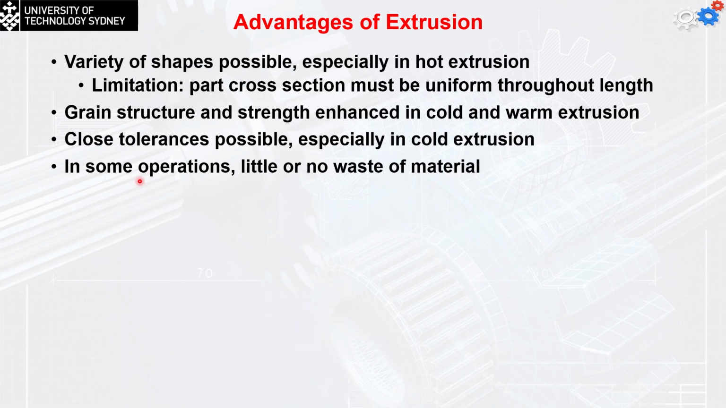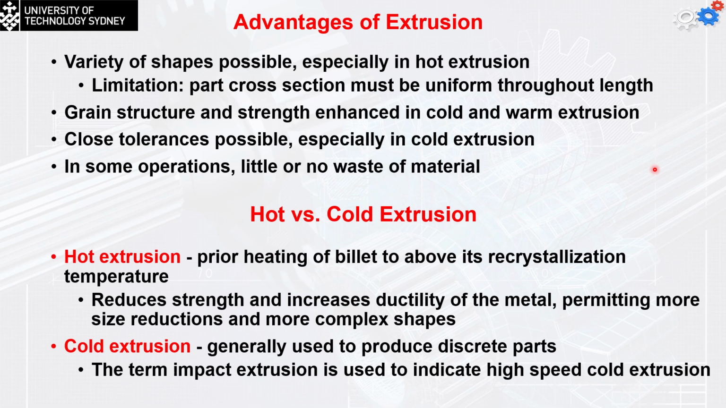The advantages of extrusion are first a variety of shapes possible, especially for hot extrusion, but the limitation is that the part cross section must be uniform throughout the length. The grain structure and strength are enhanced in cold and warm extrusion processes. Close tolerances are possible, especially in cold extrusion, and in some operations little or no waste of material may happen.